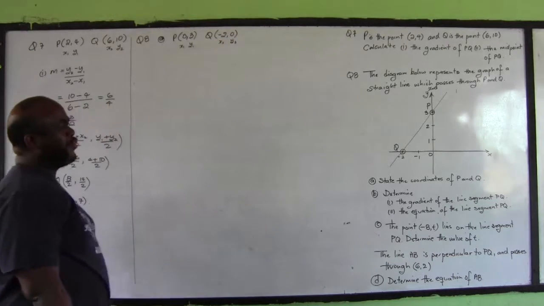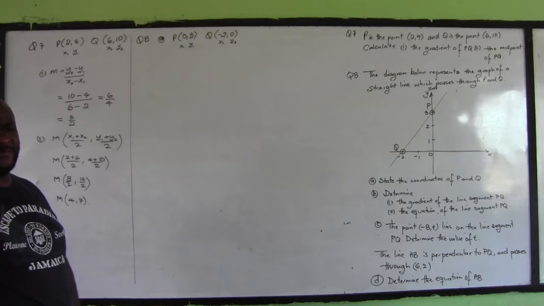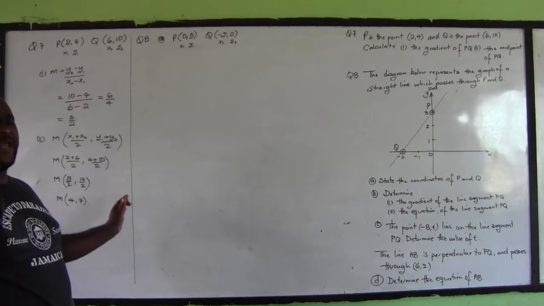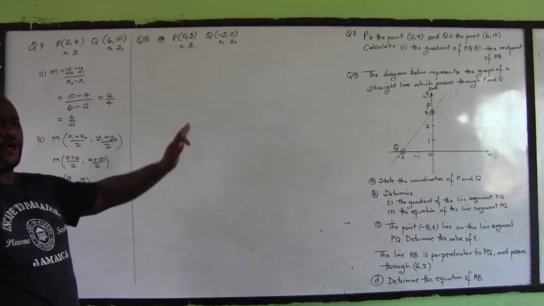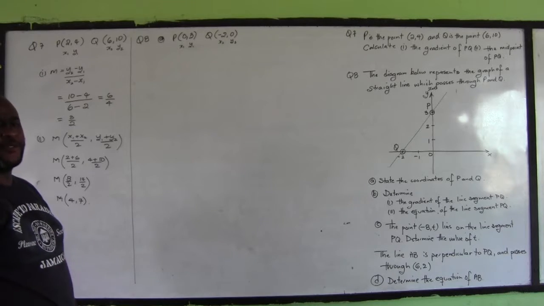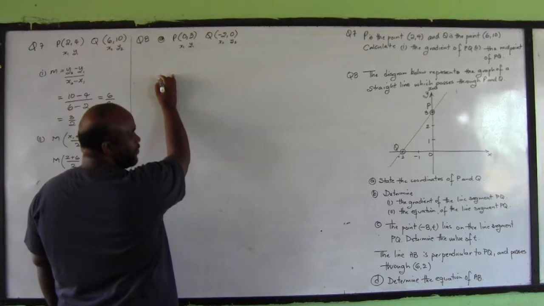Let's go again. Do you expect the gradient of PQ to be positive or to be negative? Positive. From left to right, if a line slopes up, its gradient is positive.